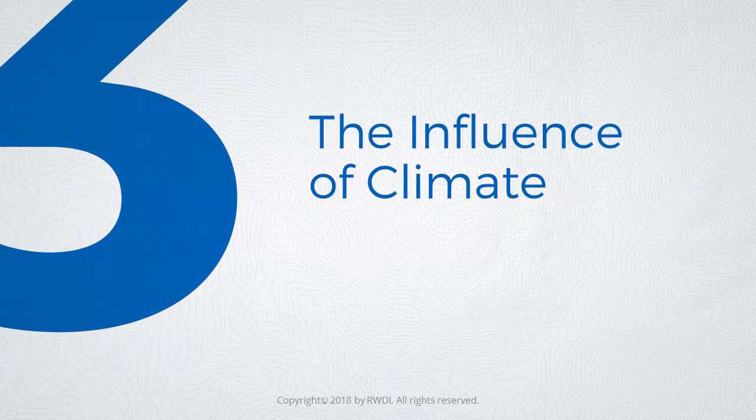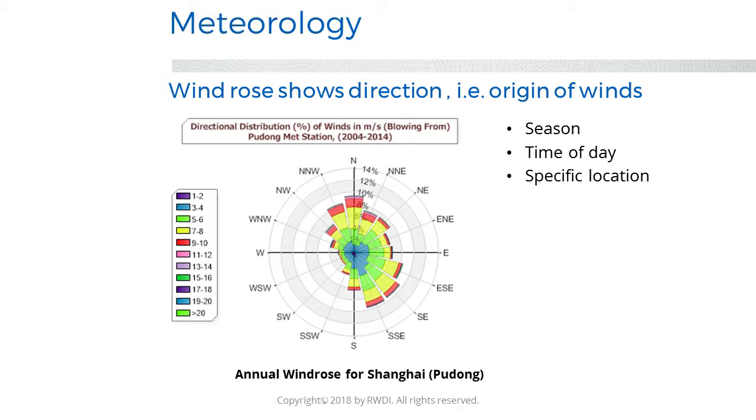Climate's influence on master plan performance cannot be understated. Understanding its impact starts with understanding the local climate. There are many climate parameters that can influence the design process, but none as difficult to define and work with as wind. A typical way to represent wind conditions at a location is via the use of a windrose.